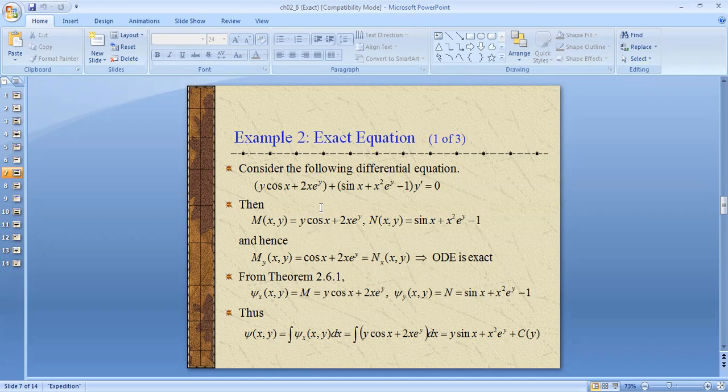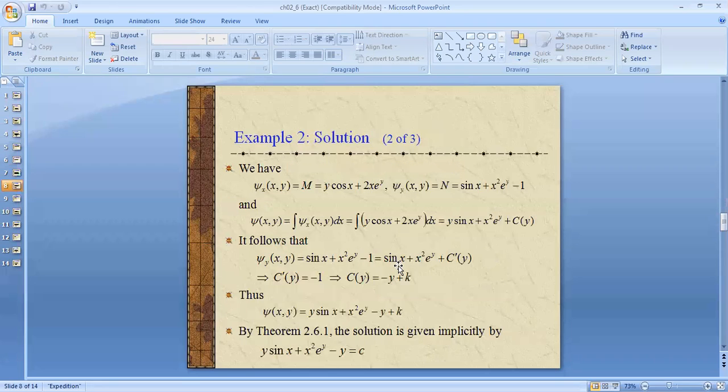Now we can solve this exact differential equation. We integrate M with respect to x, keeping y as constant, remember it. And in N, the term free from x is only this, so integrating it with respect to y gives only y. So the required solution will be y sin x plus x square e to the power y minus y. We have applied the previous theorem, just as in our first example.